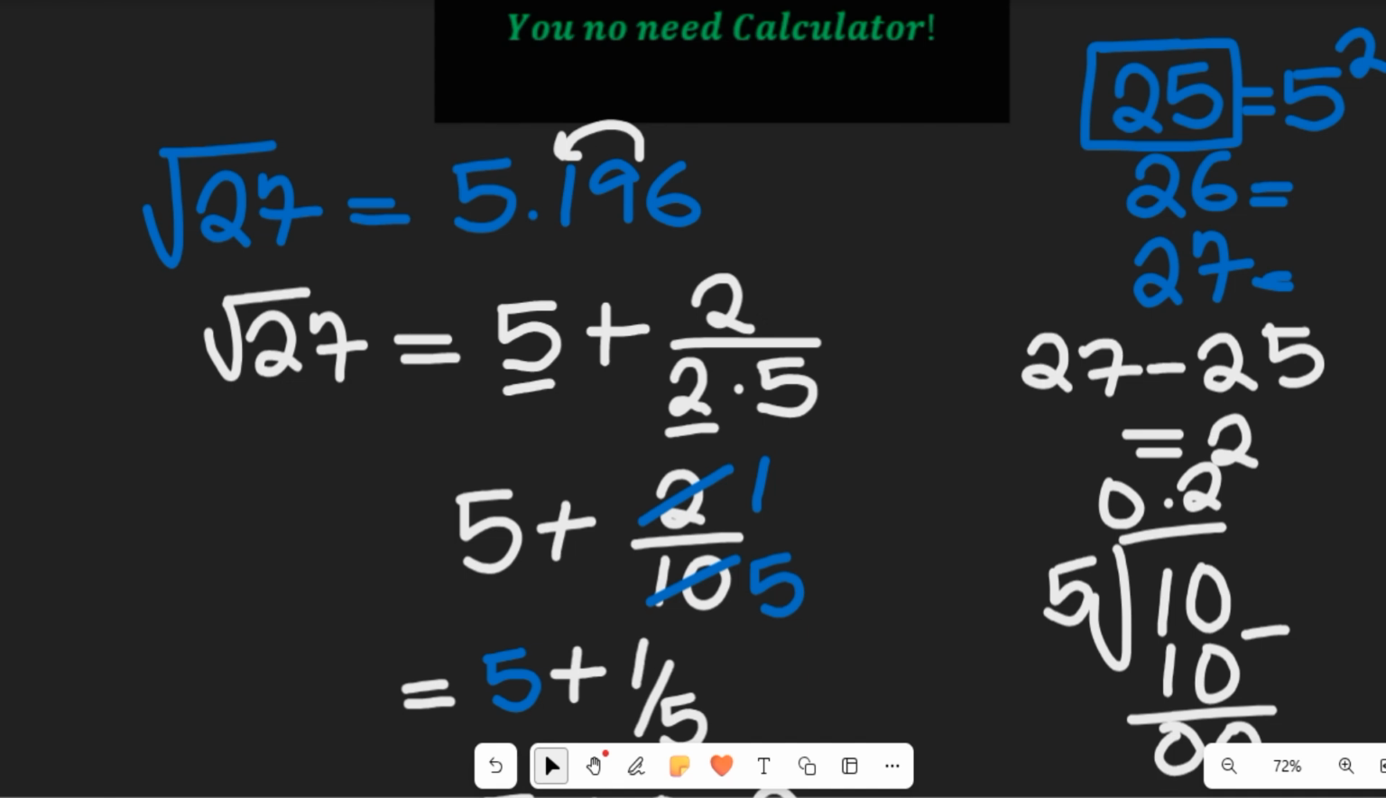This 2, I tell you, this 2 is always there, so they do not change it. Any formula you are using, you will put this 2. Then this 5, you bring it here to multiply that 2. That is how you do it.